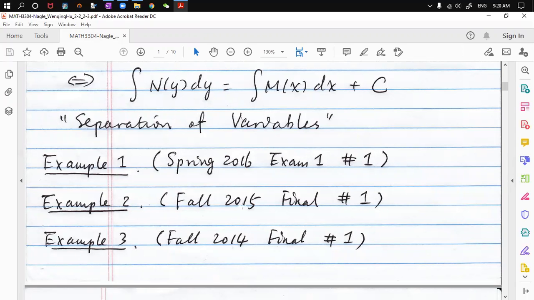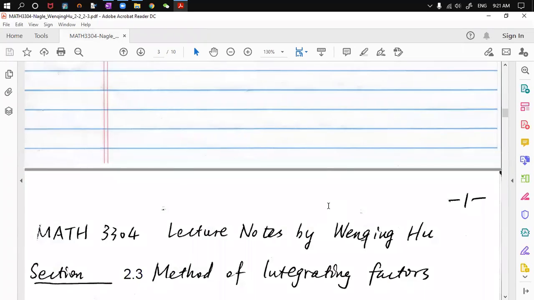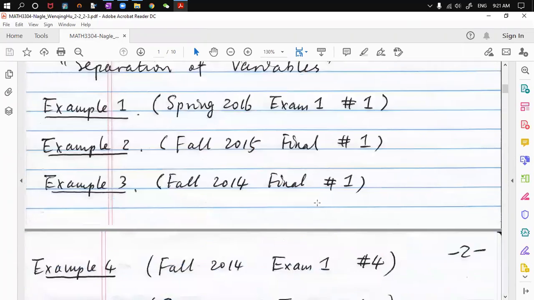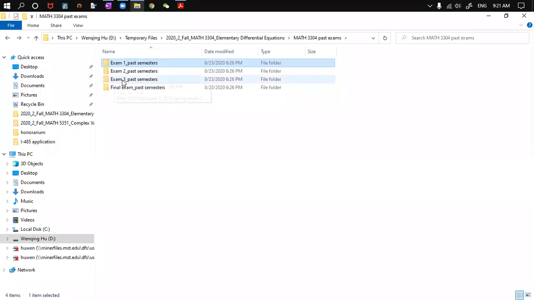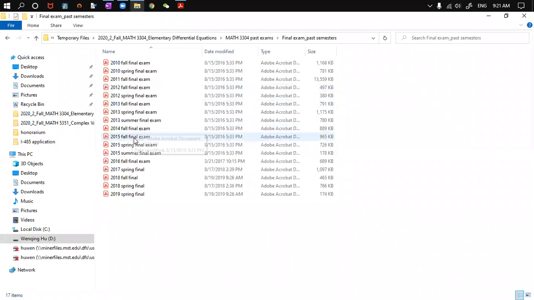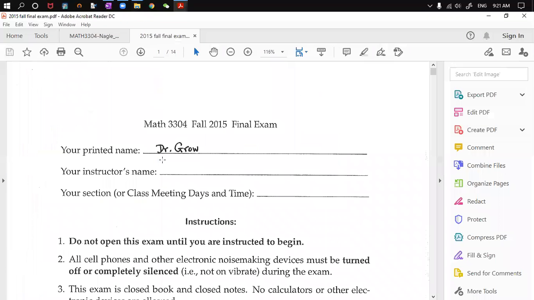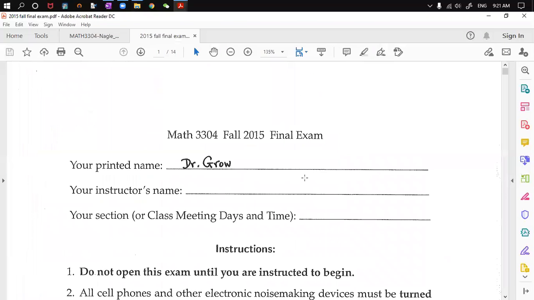Let me show you one more exercise, and then I'll move to the next section. Now, look at the Fall Semester 2015 final exam. This is how a final exam is going to look.